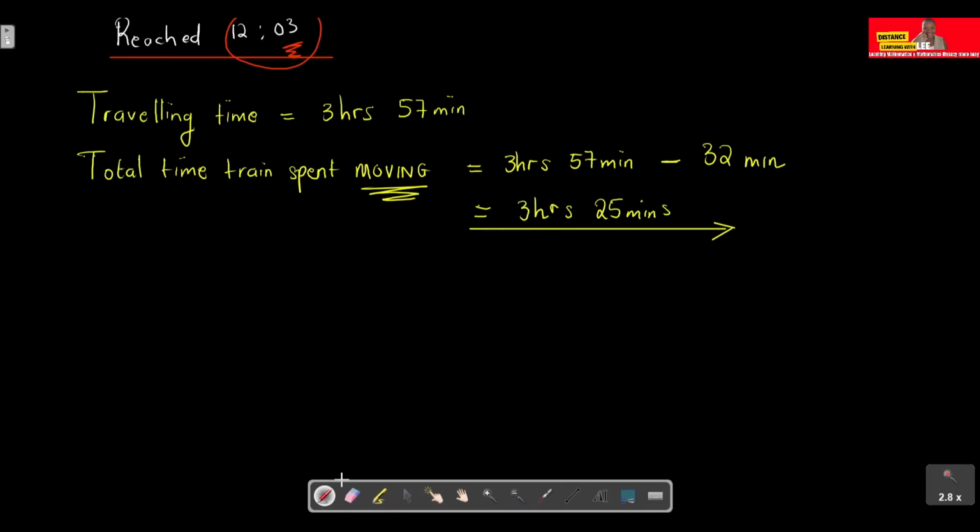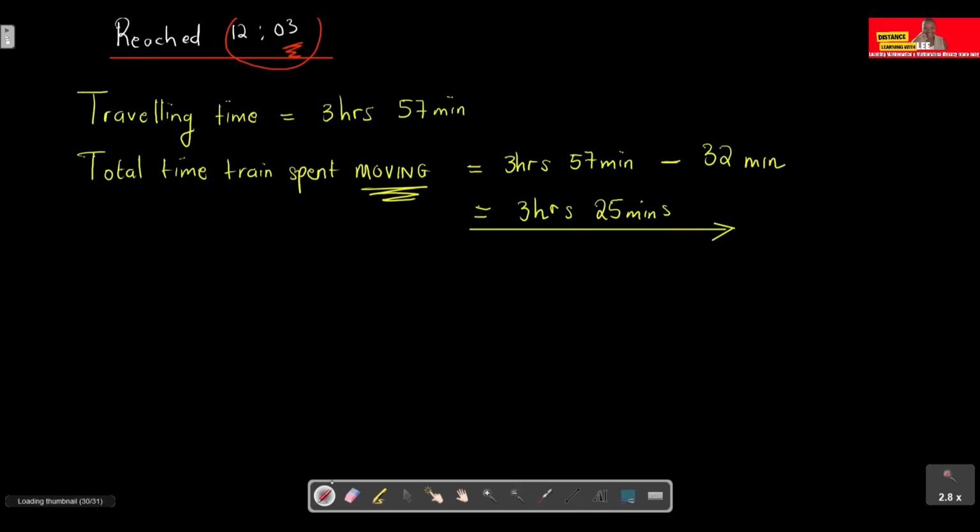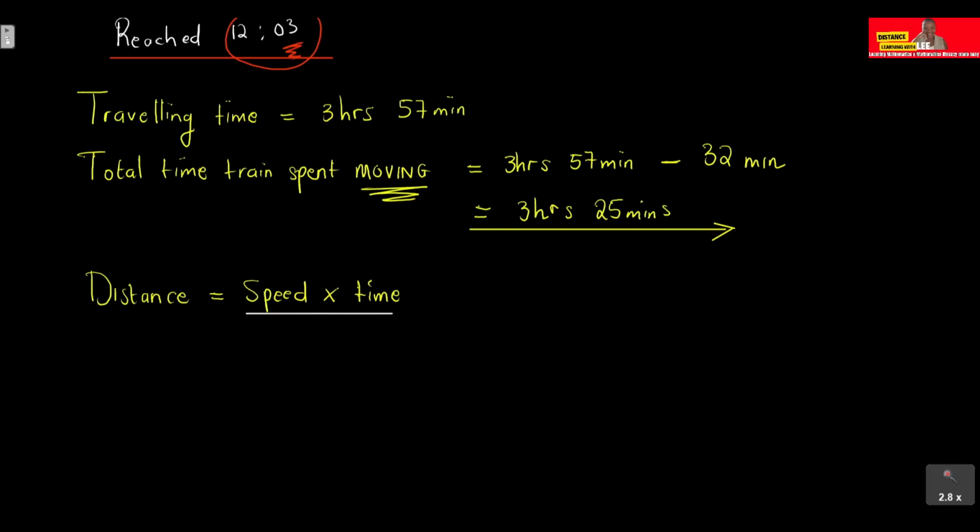So now what do we know? To determine the speed that the train travels, we are given the equation that we're supposed to use. The equation is distance is equal to speed multiplied by time. So we're going to write that equation down. However, guys, we are looking for the speed, so we need to isolate the speed on the right hand side, because that is what we're trying to determine.